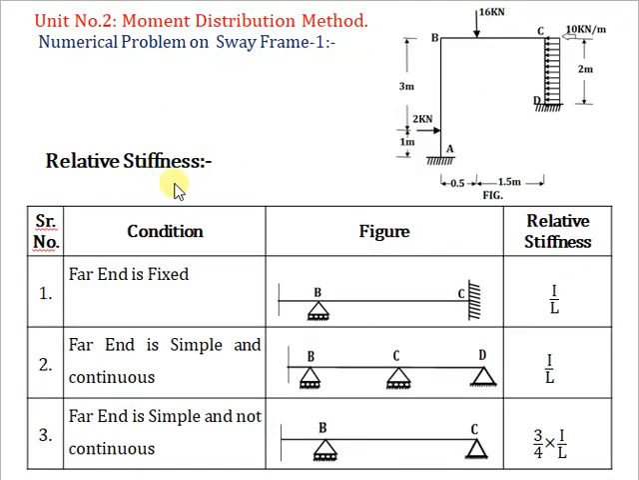Next point is find out relative stiffness. We know the formula for relative stiffness. When the far end is fixed, the relative stiffness is I by L. Now far end is simple and continuous. If B is under consideration, the far end is C, which is simply supported and continuous ahead. So relative stiffness is I by L. Now when far end is simple and not continuous, the formula for relative stiffness is 3 by 4 into I by L.